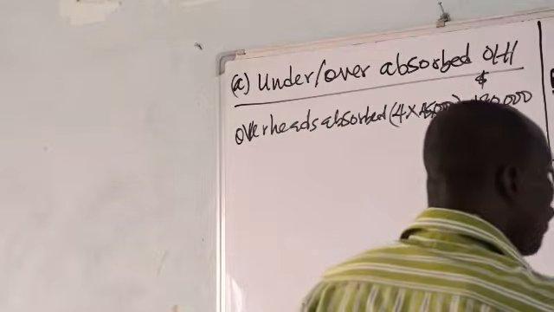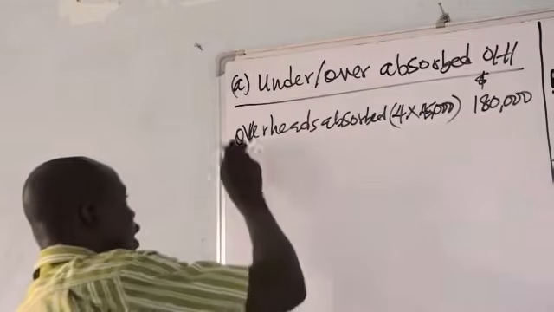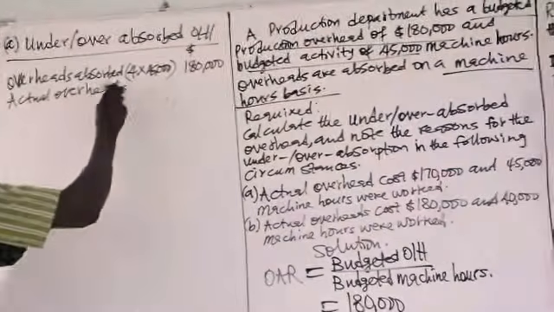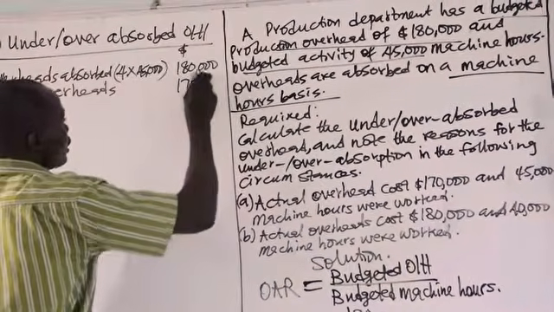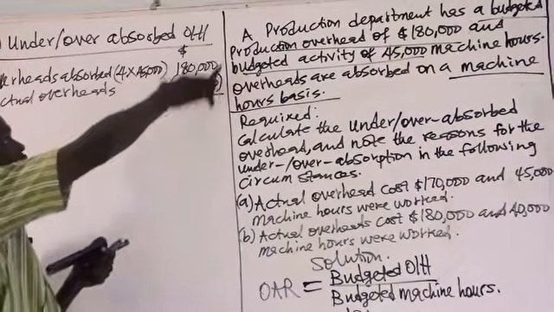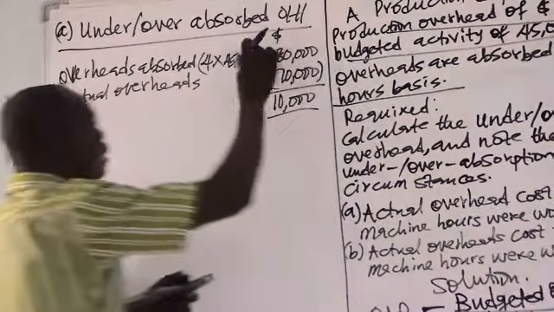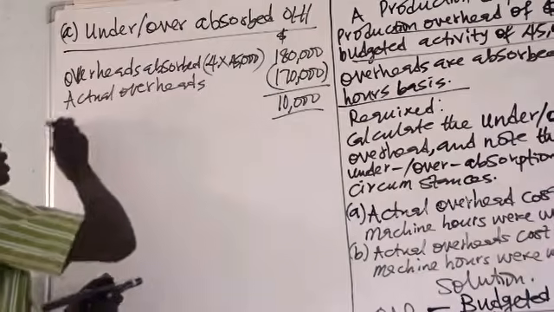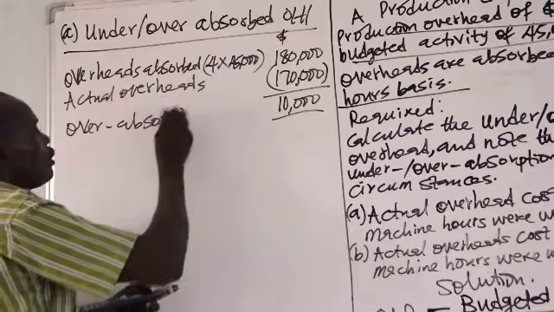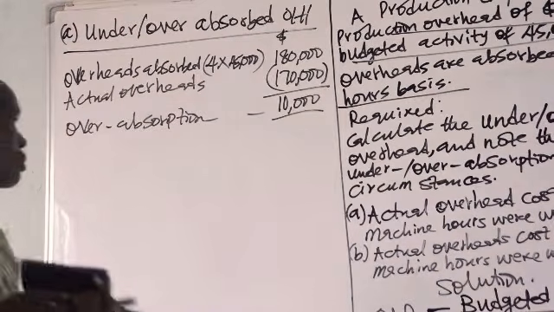The actual overheads cost is $170,000. So the one absorbed is greater than the actual. There is a difference of 10,000. Because the absorbed is more than actual, that shows that there is over absorption of the fixed production overhead.